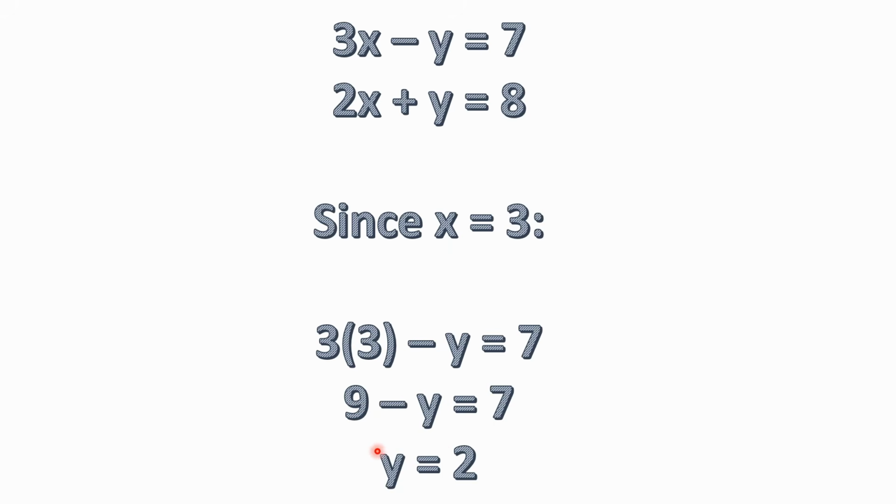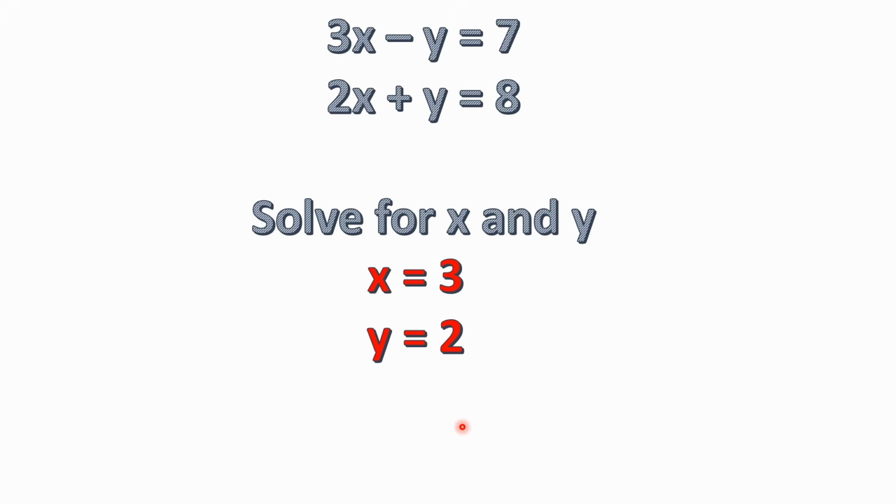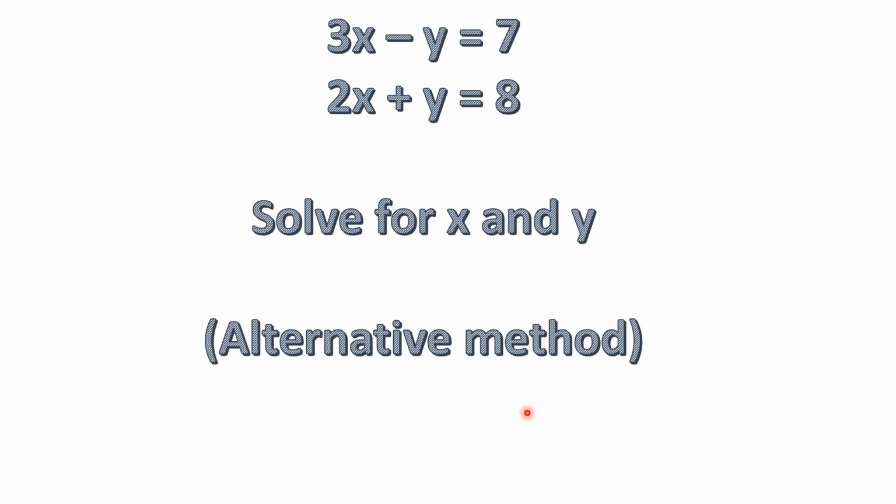And if we solve that, you can subtract 9 from both sides. You can isolate the y, but you're going to end up with y equals 2 when you simplify this out. So when we solve for x and y this way, we get x equals 3, y equals 2. So that would be our solution to this problem.